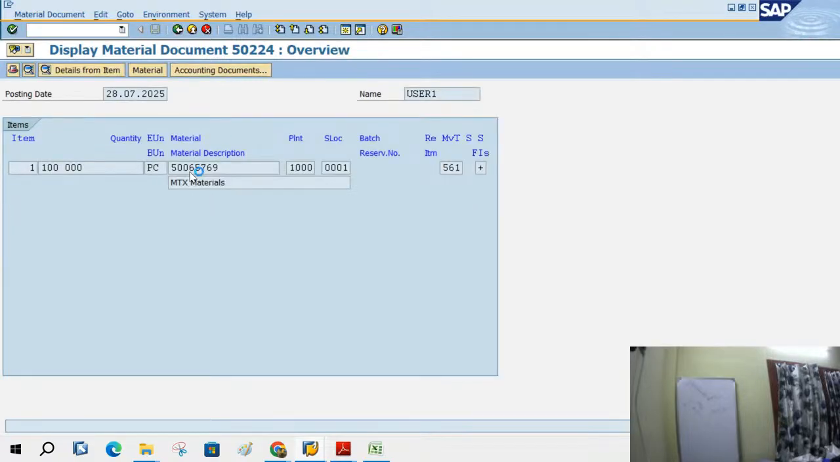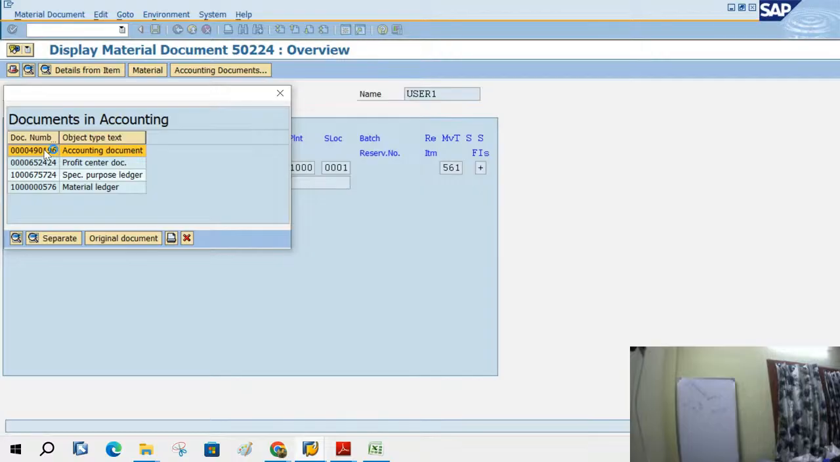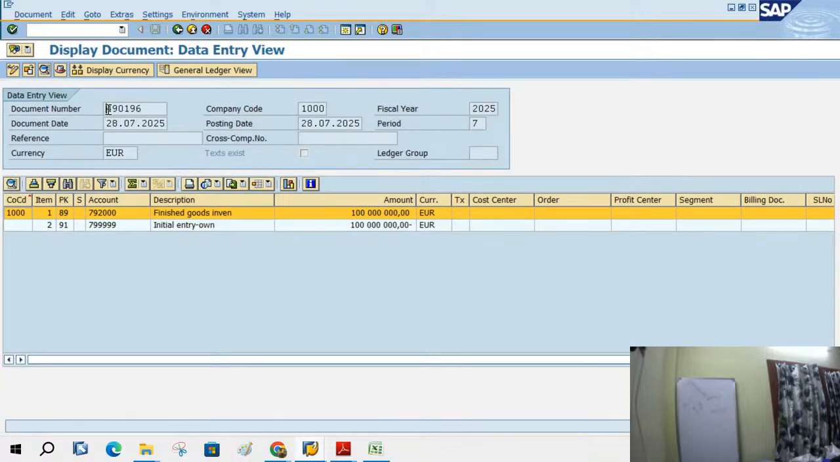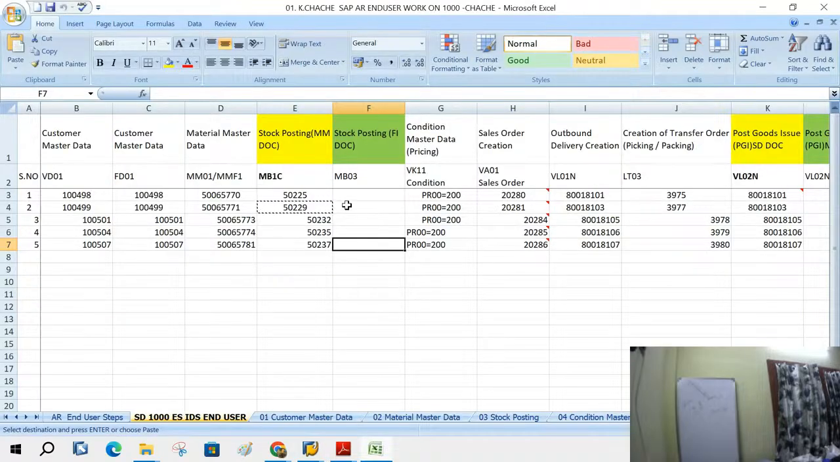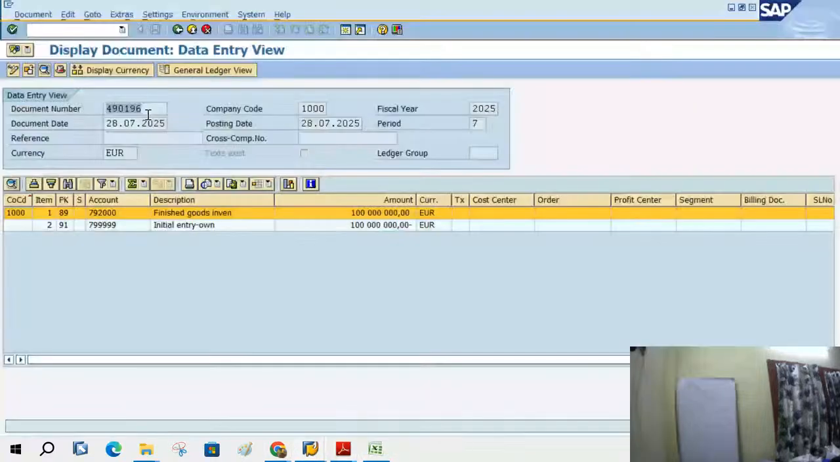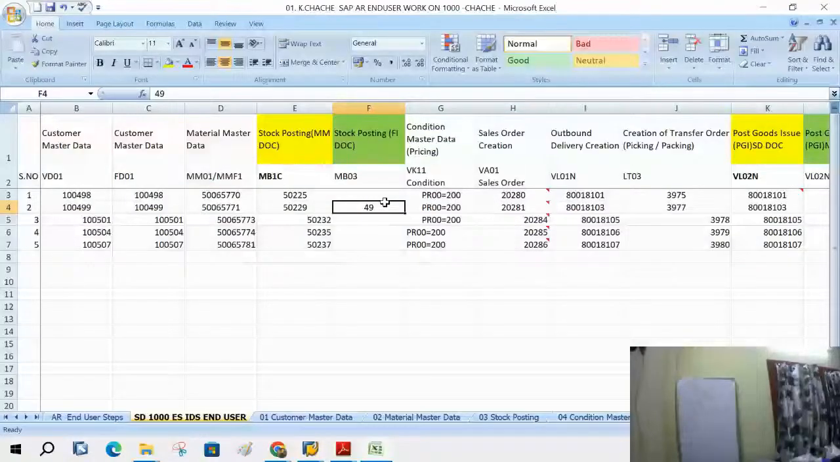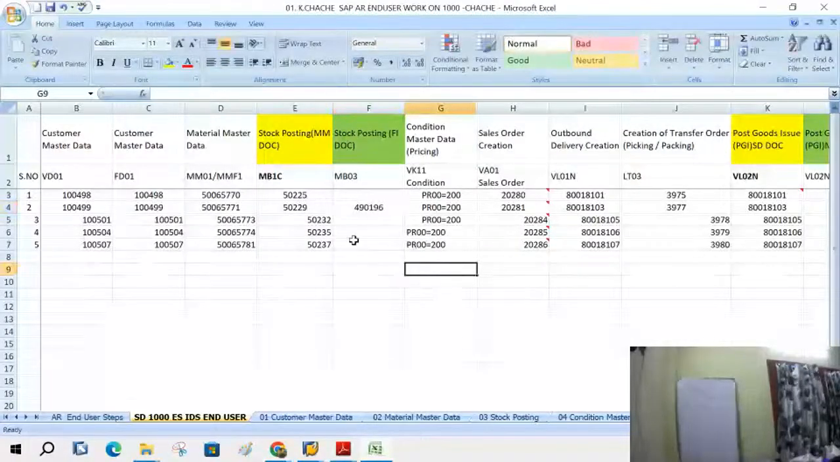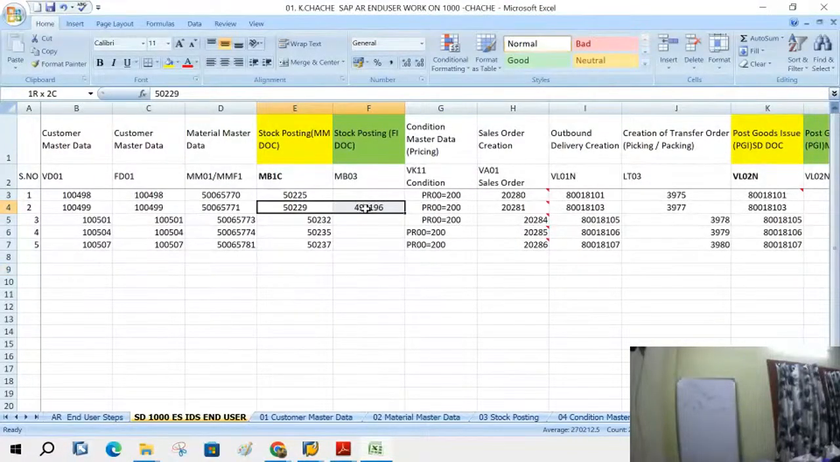And then this is the accounting document which is coming in the background. What is the document number? 490196. Yes or no? Please write this number. Chachi or someone remember and tell when I'm typing. 490196. Help me out. So now you have got the document type. This is document type WA and this is FI document WA. Am I clear?